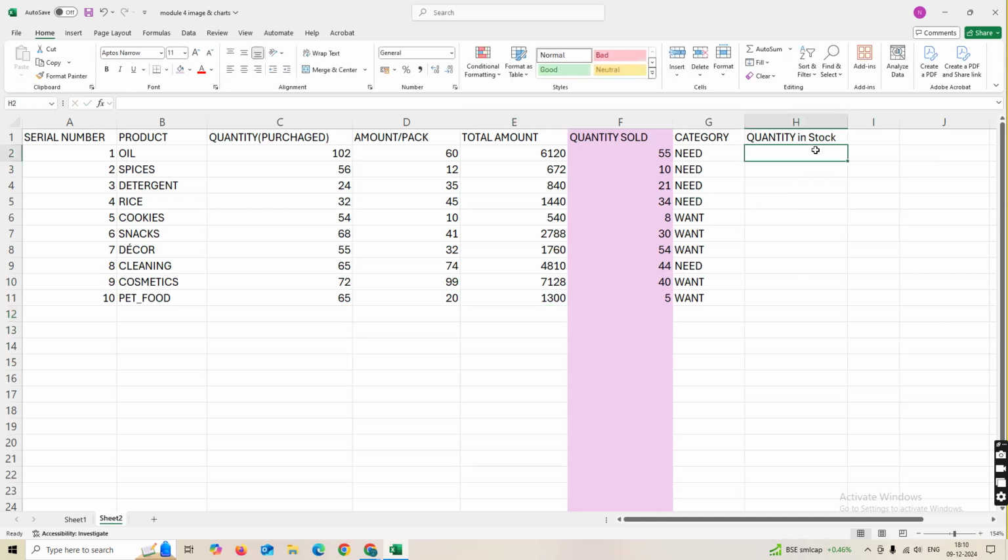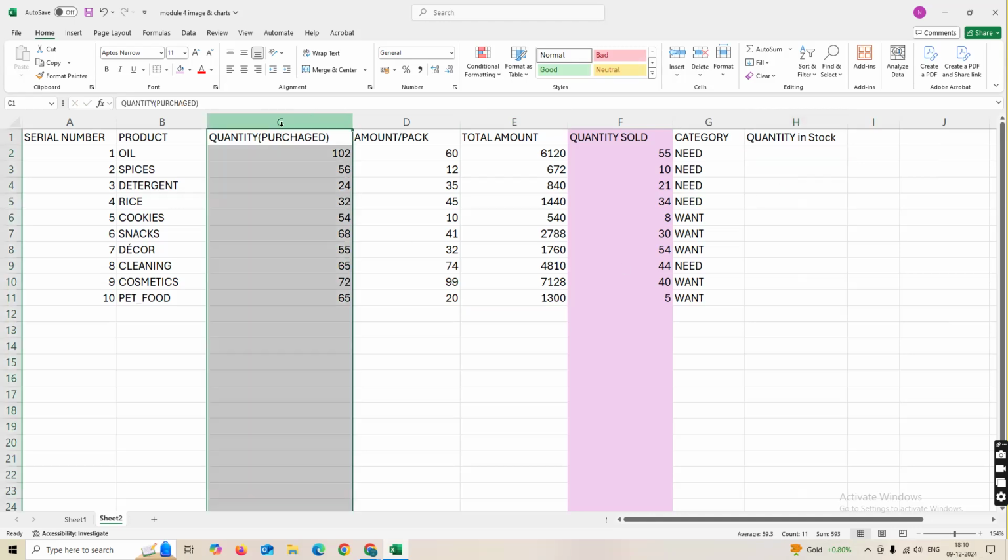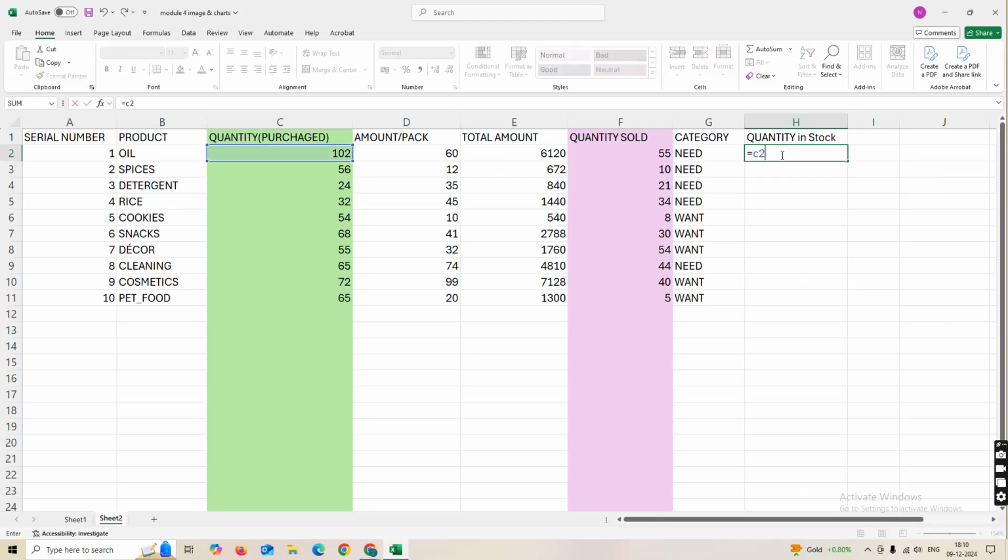Okay. Quantity in stock. How will I do this? How will I get to know what quantity is available in the stock? Quantity sold, like we have 45 minus 35. That means we purchased 45 and we sold 35, so the remaining will be in our storage. So we can apply the formula here as well: C2 minus F2. But where to do that?